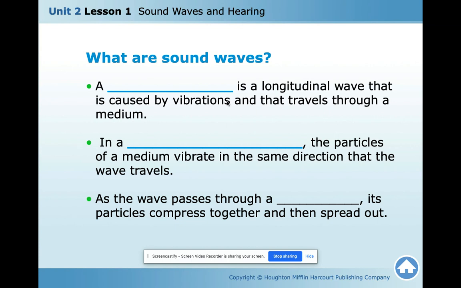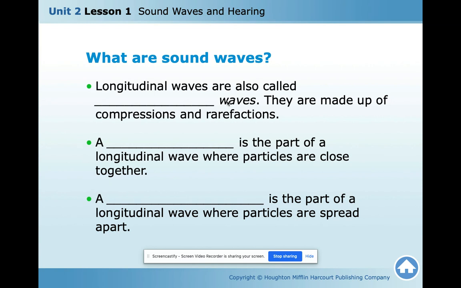So, a sound wave is a longitudinal wave that is caused by vibrations and that travels through a medium. A longitudinal wave we talked about last week. We talked about two different types of waves, one of them being a longitudinal wave. In a longitudinal wave, the particles of a medium vibrate in the same direction that the wave travels. So, it's parallel, the same direction. As the wave passes through a medium, its particles compress together and spread out, and compress together and spread out. And that is repeated over and over again.